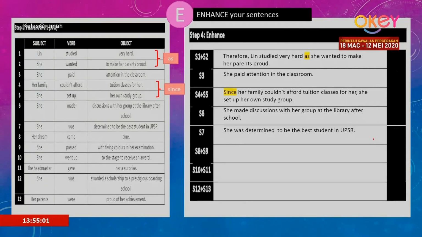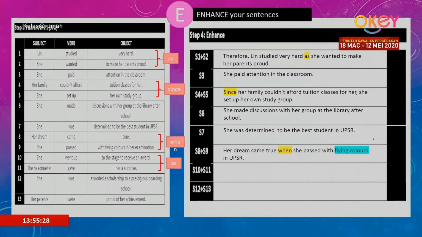Sentence 8 and 9, we can actually combine these two sentences using a conjunction. Yes, you read my mind. We can combine these two sentences using the conjunction when. Her dream came true when she passed with flying colors in UPSR. Did you see that? Flying colors is actually an idiomatic expression. It's a merit point over there.